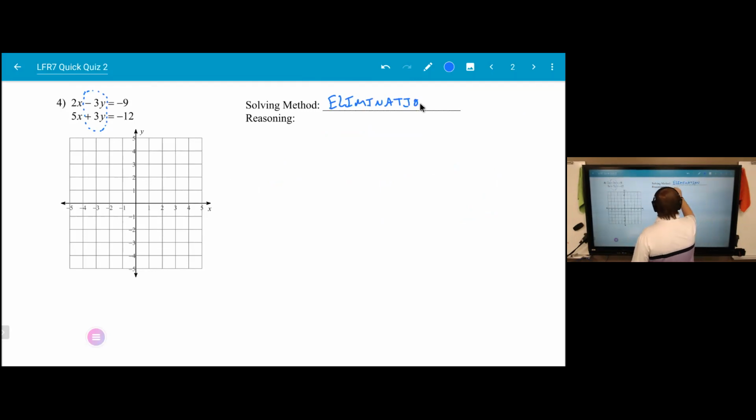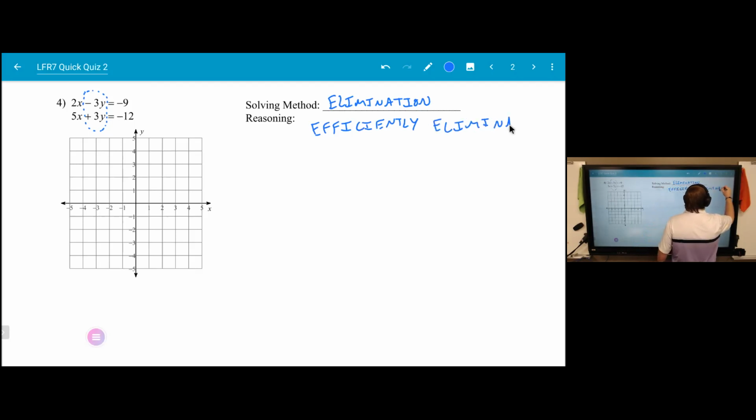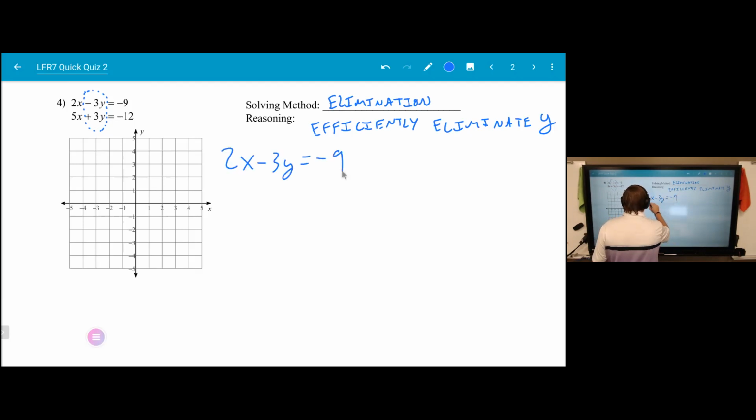I can efficiently eliminate y. So let's write this out. I'm going to rewrite it just because I can. 2x minus 3y equals negative 9. 5x minus 4y equals negative 12. Oh, I'm sorry, 5x plus 3y.